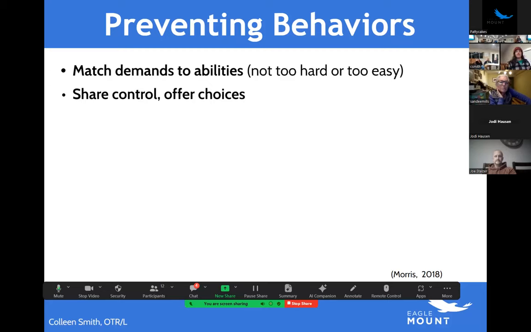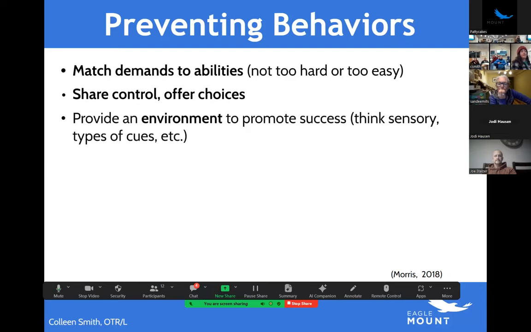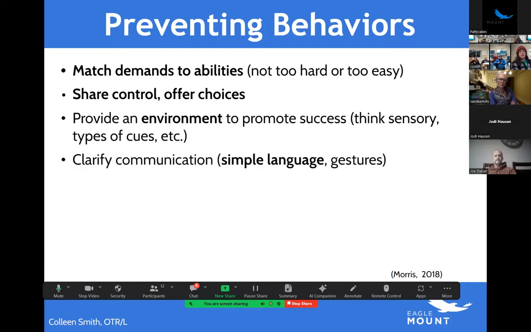It's nice when you can give choices where you want all of the outcomes, but they still have the choice. It's not like, we're going on Bridger Lift or Virginia City. It's like, which of these VC runs should we do next? That kind of thing, not fully open-ended choices. And then an environment that promotes success. All those sensory cues are going to go a long way for preventing behaviors.